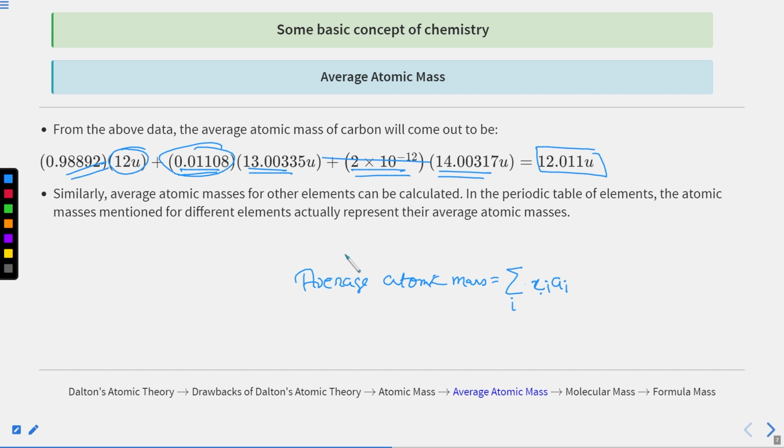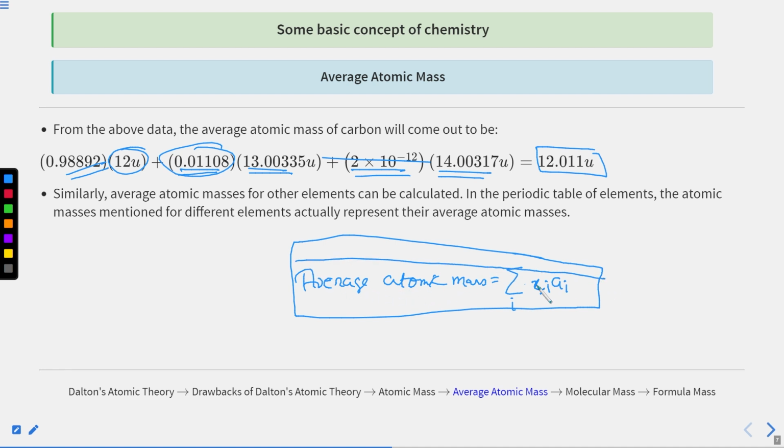Now, whenever we talk about atomic mass, we always talk about this average atomic mass. Although we do not pronounce it frequently, by atomic mass we mean the average atomic mass, so that the contribution from each isotope can be taken. You can see that each isotope contribution has been taken here. Clear? Now, in the periodic table, the atomic masses mentioned for different elements actually represent their average atomic mass. The atomic mass that you see on the periodic table along with the symbol is nothing but the average atomic mass. Clear?